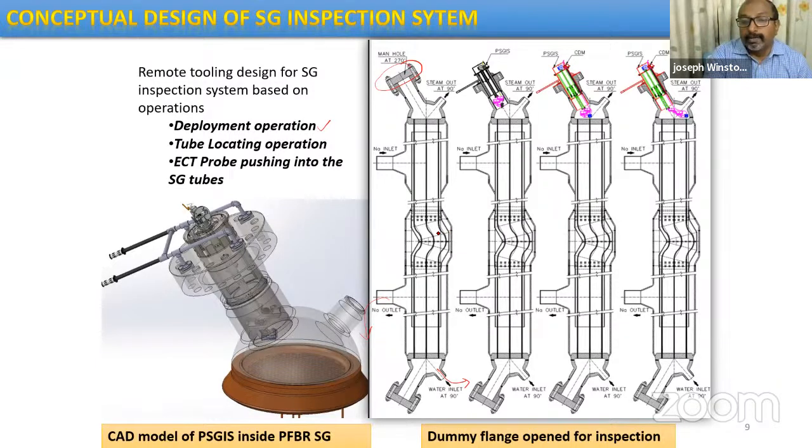And once it is purged, then we open this for the inspection. This will be open for inspection. And we mount the device on the top. You can see the flange is now mounted with our device on the top.